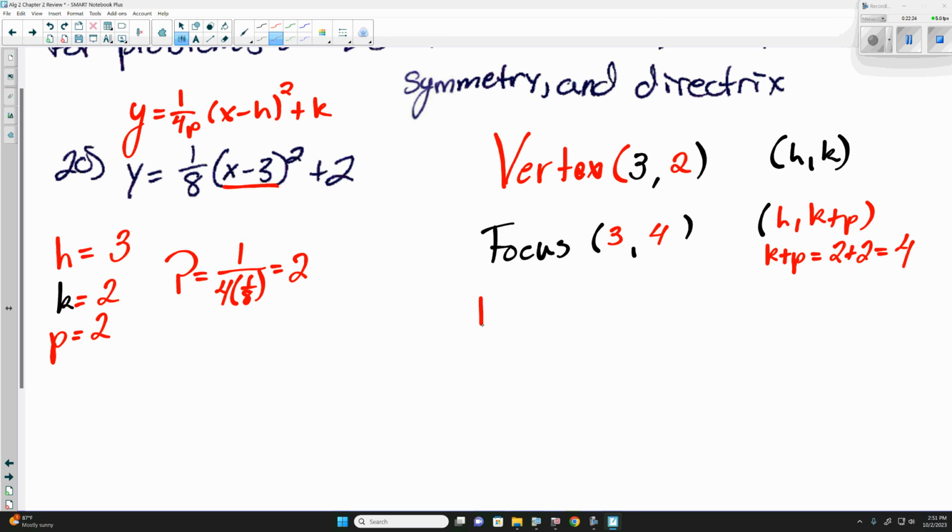Directrix. In this case, it's y equals k minus p. Well, k is 2 minus p, which is also 2. So the directrix is y equals 0.